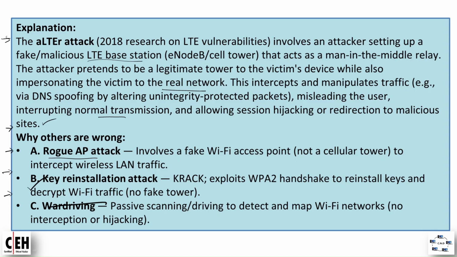Option A, rogue AP attacks involve a fake Wi-Fi access point, not a cellular tower, to intercept wireless LAN traffic. Option B, key reinstallation attack, is KRACK, which exploits the WPA2 handshake to reinstall keys and decrypt Wi-Fi traffic, no fake tower involved. And option C, war driving, is passive scanning, driving to detect and map Wi-Fi networks, no interception or hijacking.